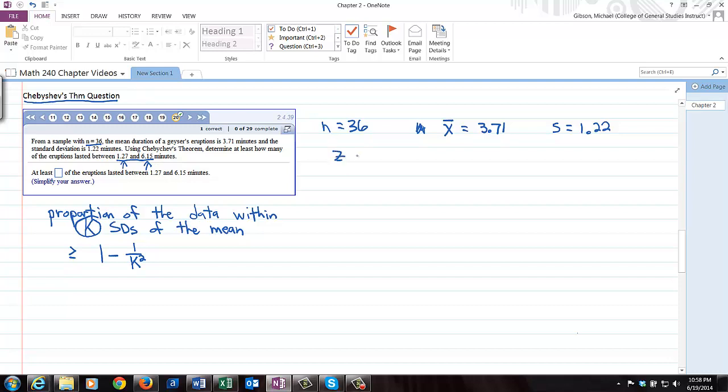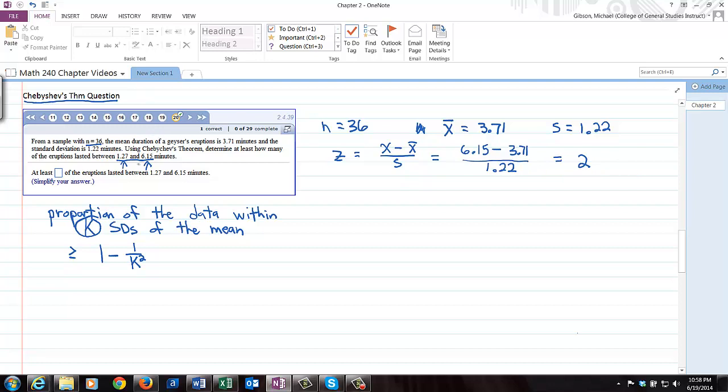I usually just use the upper number. Now, the formula for the z-score is the value you care about minus the mean, divided by the standard deviation. Or sometimes, if it's a population, they'd use mu for the mean and the Greek symbol sigma for the standard deviation. But it doesn't matter. It's the data value minus the mean divided by the standard deviation. In this case, I always use the upper one. So 6.15 minus the mean, 3.71, divided by the standard deviation, 1.22. That equals 2. That means that 6.15 is 2 standard deviations above the mean.